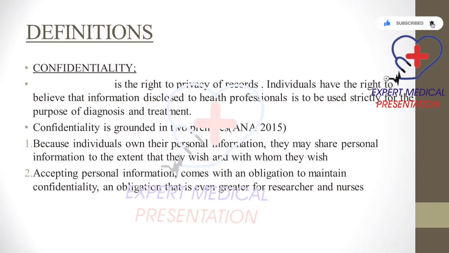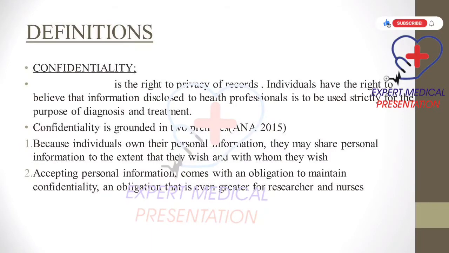Definitions. Confidentiality is the right to privacy of records. Individuals have the right to believe that information disclosed to health professionals is to be used strictly for the purpose of diagnosis and treatment. Confidentiality is grounded in two premises. Because individuals own their personal information, they may share personal information to the extent that they wish and with whom they wish. Accepting personal information comes with an obligation to maintain confidentiality, an obligation that is even greater for researchers and nurses.